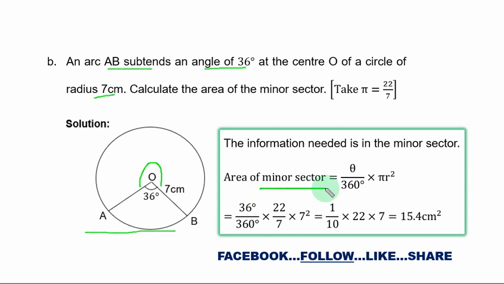Area of minor sector, the formula is this. You replace theta with 36 degrees over 360 degrees times pi times 7 squared. That is the radius. If you simplify this, you have 1 over 10. 7 squared is 49. Divide by 7, 7 is remaining. And of course, you have 22 over 7 in that place. If you multiply and divide, you have 15.4 square centimeters as the area of the minor sector.